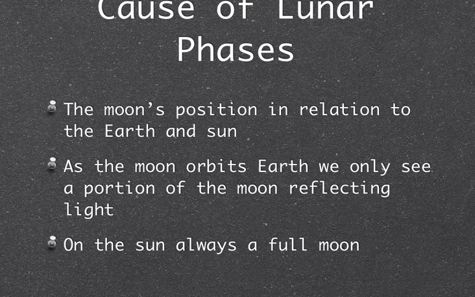The cause of the lunar phases is the moon's position in relation to Earth and Sun. Where our moon is in its orbit around the Earth gives us our perspective from Earth, looking up at the moon and what it's reflecting. And the sun is always going to see a full moon because that sunlight is always reflected back as a full moon phase to Earth. So again, what causes the lunar phases is the moon's position in its orbit in relation to Earth.